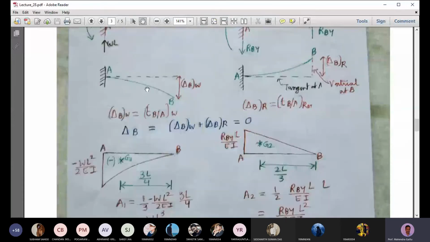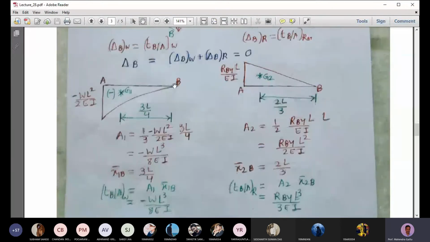And for the cantilever beam, the bending moment will look like this. Under the distributed load, it will be a parabola. The maximum value will be WL square by 2, and it is a hogging moment, so it will be negative. As you move towards B, it will keep reducing, and at B it will go to 0. So the parabola has its vertex here at B, the base length is AB, that is L, and the altitude H is WL square by 2EI. Its centroid is lying at G1. So G1 is at a distance of 3L by 4 from the place where you draw the vertical line.